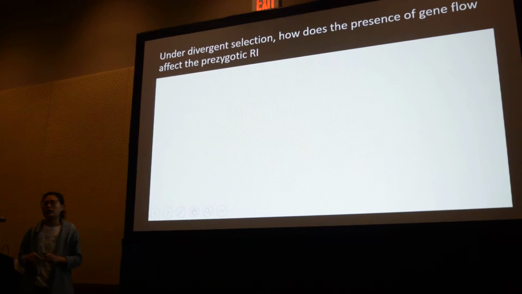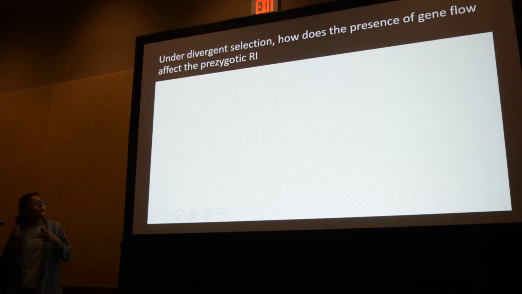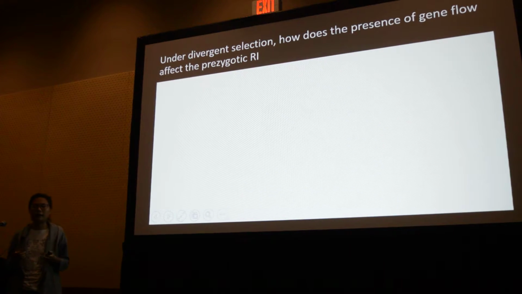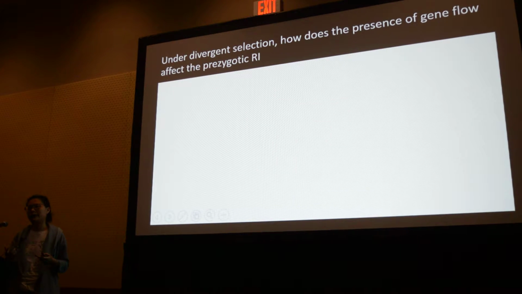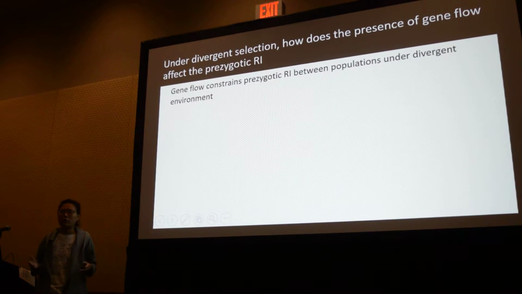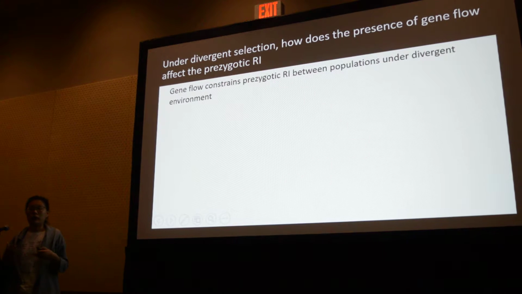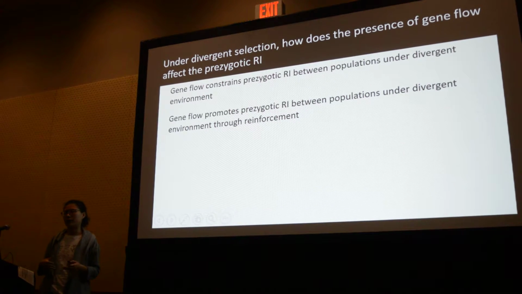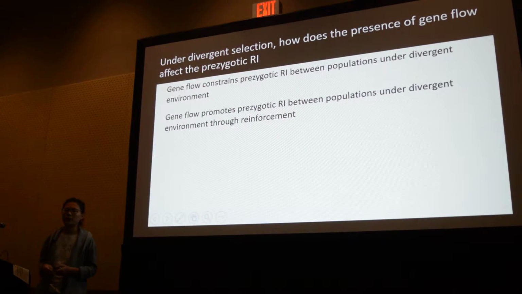However, we are still unclear about whether the presence of gene flow affects prezygotic reproductive isolation. Gene flow could constrain prezygotic isolation through a homogenizing effect. It could also promote prezygotic isolation through reinforcement.